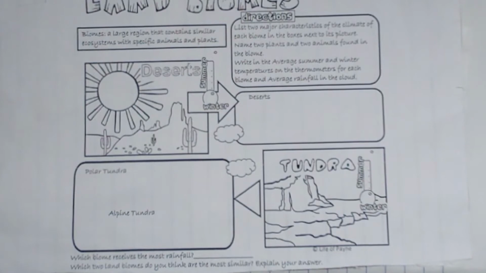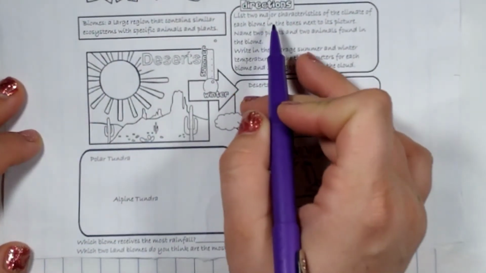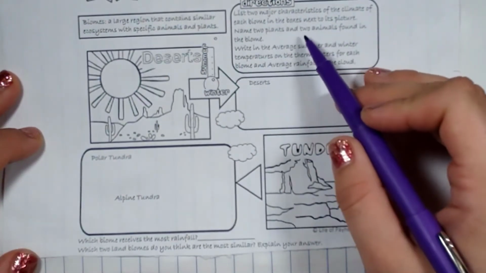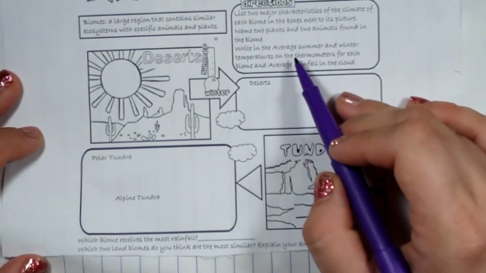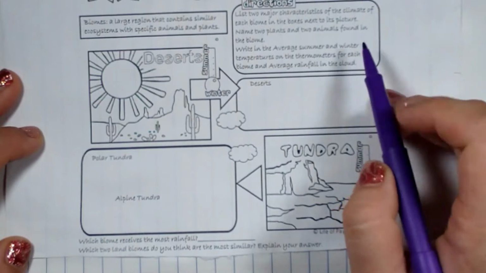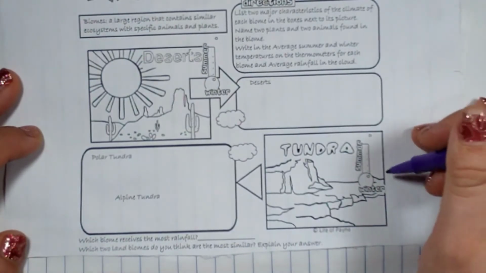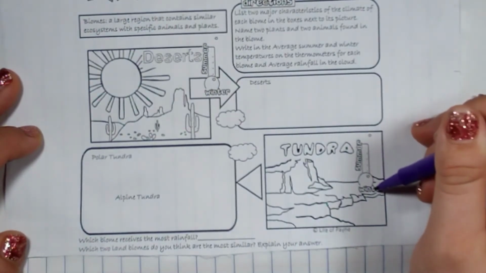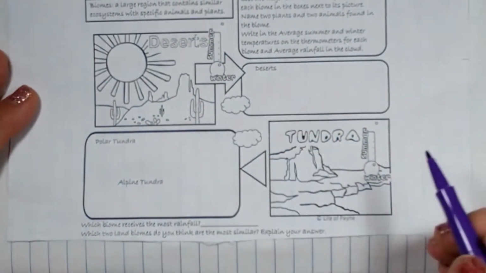While you do that, I'm going to be grabbing my pencil and dumping all of my stuff out that I'm going to use. Okay. So the first thing we're going to talk about here is the directions. The directions here say, list 2 major characteristics of the climate of each biome in the boxes next to its picture. Name 2 plants and 2 animals found in the biome. And we are not going to do the temperatures on the thermometers yet. Okay, so I'm just going to say if it's hot or cold.